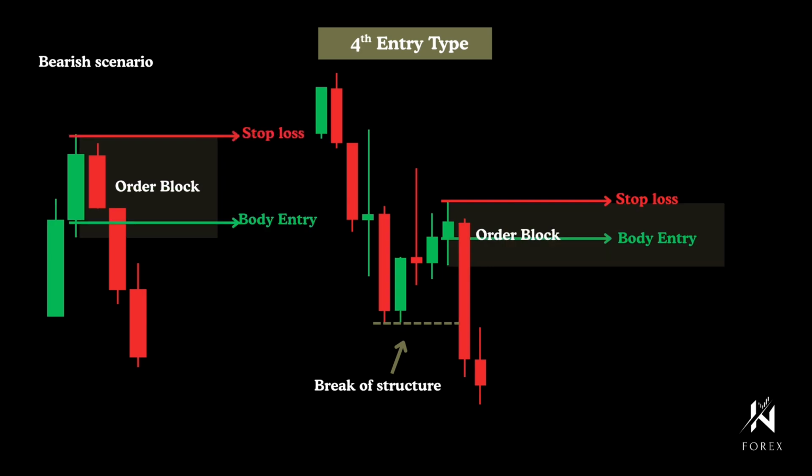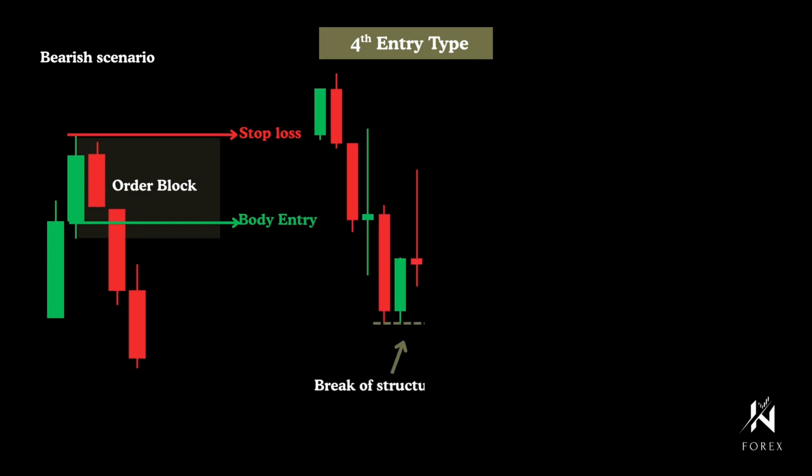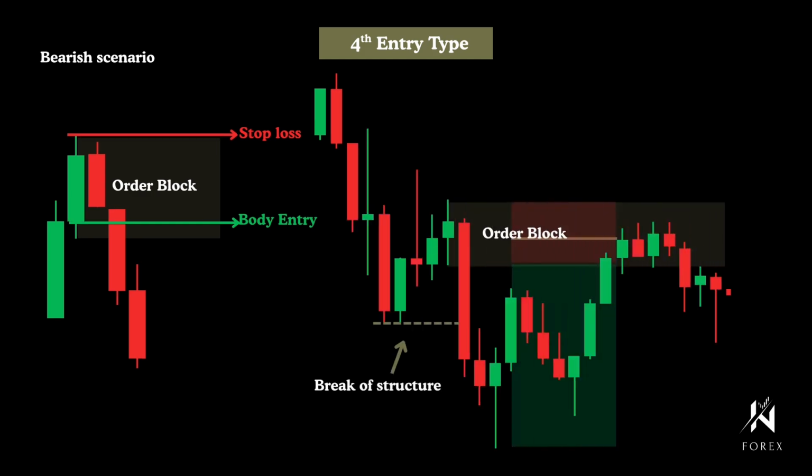This method places the entry at the body of the order block but positions the stop loss within the block zone, just touching the highest wick. This approach offers the tightest stop loss but carries increased risk, as any deep mitigation of the block may trigger the stop loss before reversal.